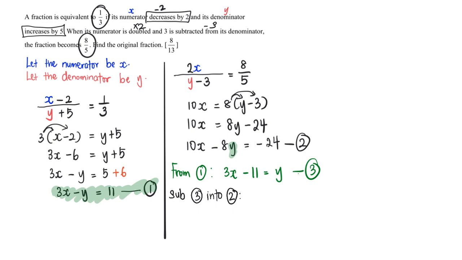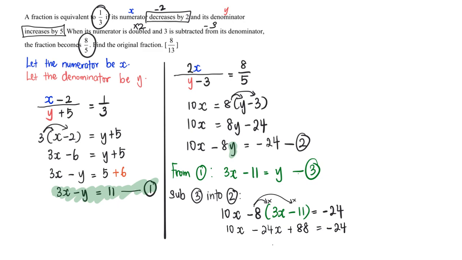So that you can see that eventually I'll have 10x minus 8. I don't write y anymore. I write it as 3x minus 11. And this will be equals to negative 24. And I'm going to continue to simplify. 10x minus 24x plus 88.